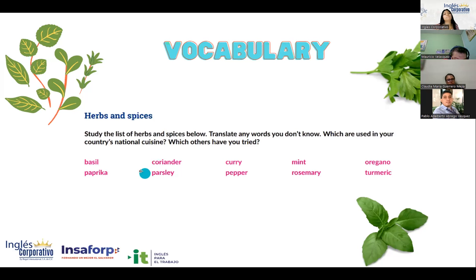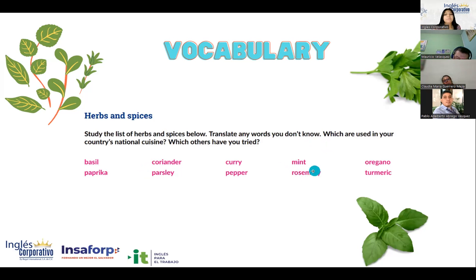Parsley. Parsley? Perejil. Yes, perejil. Well, curry. What about pepper? Pimienta. Pepper. What about mint? Mint. Menta, right? Rosemary?